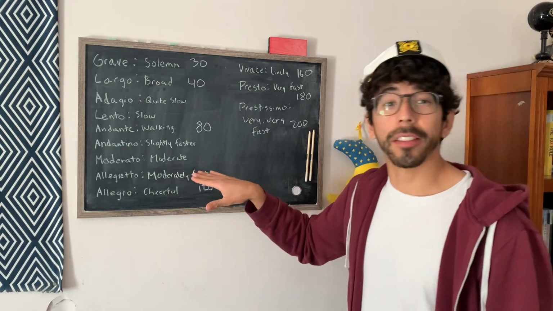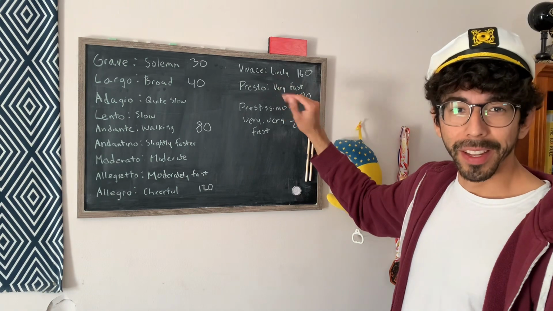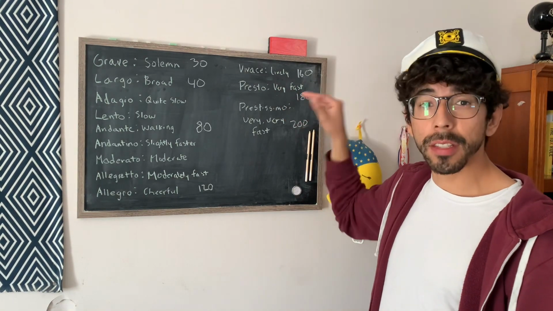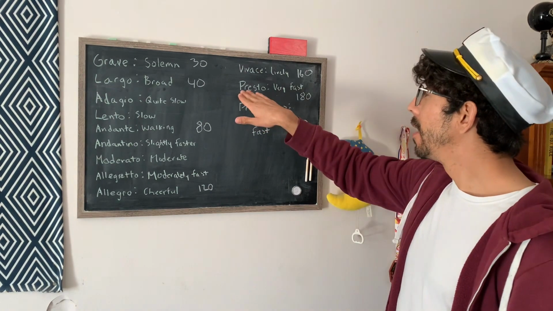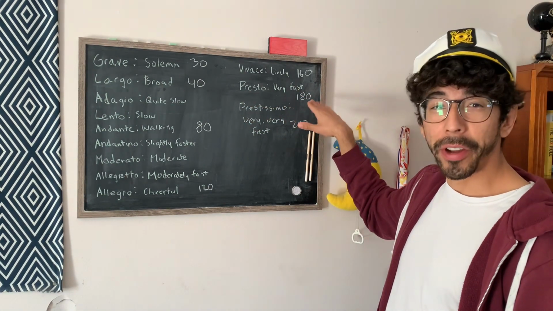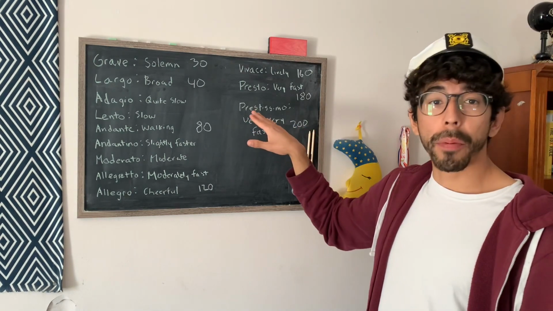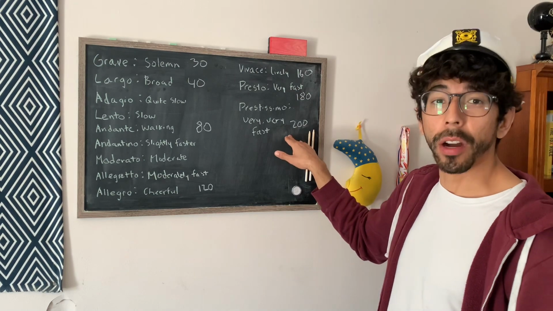Now we start to get into the faster range with vivace, which is lively. So this one's going to be around 160 BPM. So it's getting quite up there. It's pretty fast. Then we have presto, which is very fast, which is around 180 BPM. And then we have prestissimo, which is very, very fast, which is at the 200 mark.